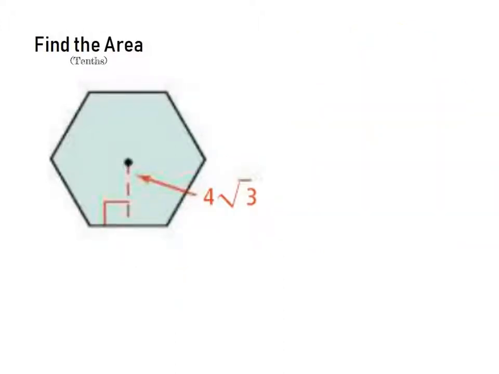All right, let's try another one. This one I'm going to round off. Let's do one where you have to round it off, and it's another hexagon, but they're giving me something different. This time they're giving me the apothem measurement. And what I'm missing then is the perimeter, and so that's what I'm going to have to work on.